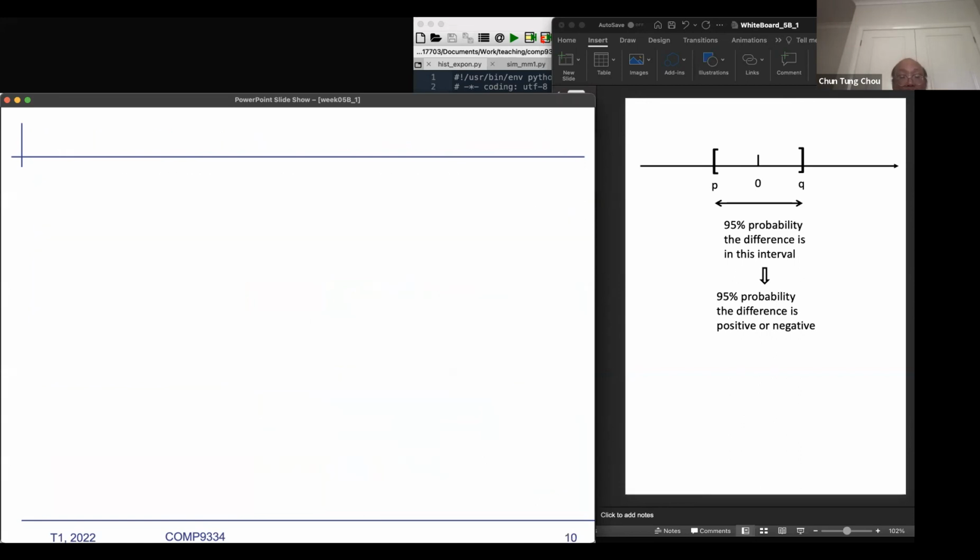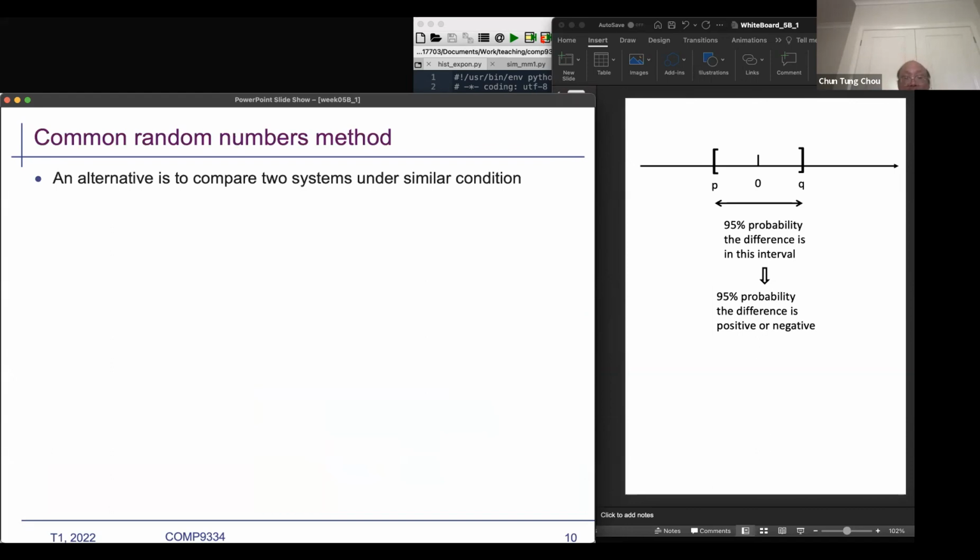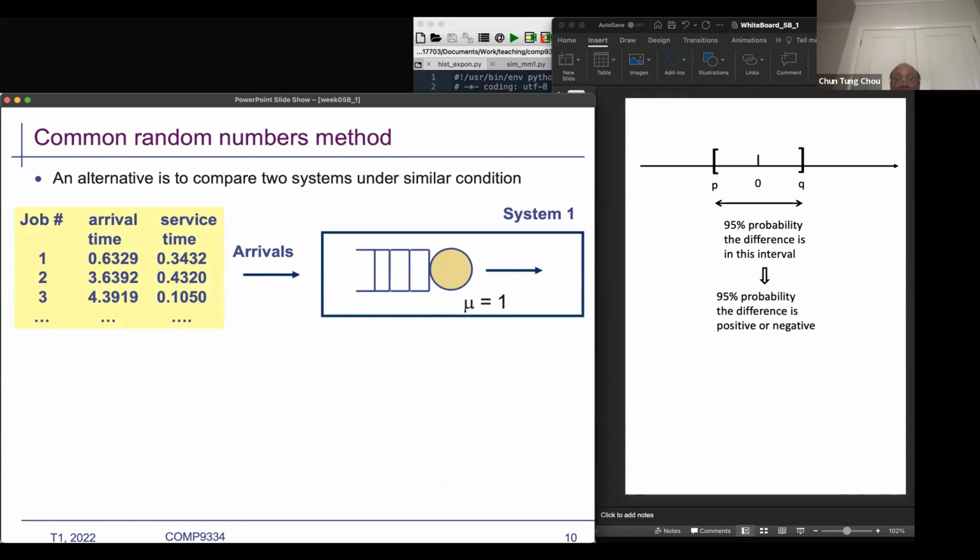Now, we are going to look at a different way to do simulations to help us compare 2 systems. What I'm going to introduce to you is what I call the common random numbers method. This is an alternative way to compare 2 systems under similar conditions. Let's see how you use the common random numbers method. For system 1, I have done it in the same way as before. I generated interarrival times to obtain the arrival times, and these are the random numbers, and service times.